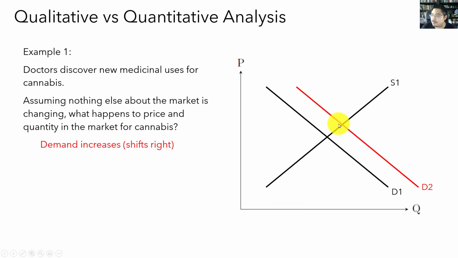And then we're going to ask, what does the event that we're analyzing do to either supply or demand? Well, since with a new medicinal use, demand for cannabis is going to increase, which means a rightward shift in the demand curve, like so. Then if we compare the new equilibrium to the old equilibrium, we can say that price is higher, so price went up. And we can say that quantity is higher, so quantity went up. And so this is our qualitative prediction that when doctors discover a new use for cannabis, price is going to increase and quantity is going to increase.